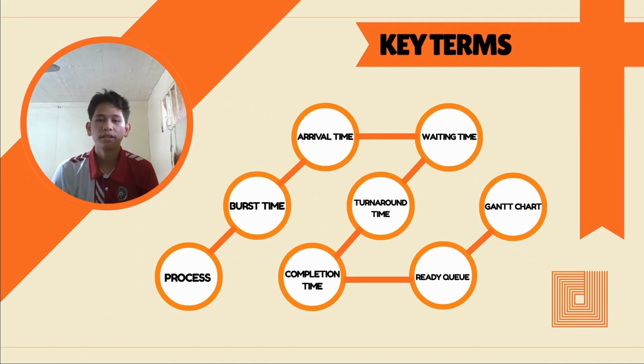These are the key terms of shortest job first. First is process, a program waiting to be executed by the CPU. Second is burst time, the amount of CPU time a process needs to complete. Arrival time, the time a process enters the ready queue. Waiting time, the total time a process waits before execution. Turnaround time, the total time from arrival to completion. Completion time, the time when a process finishes execution. Ready queue, a list of processes waiting for CPU time. Gantt chart, a timeline showing the order of process execution.